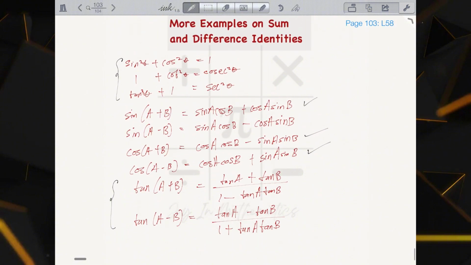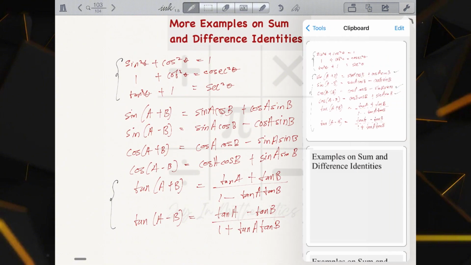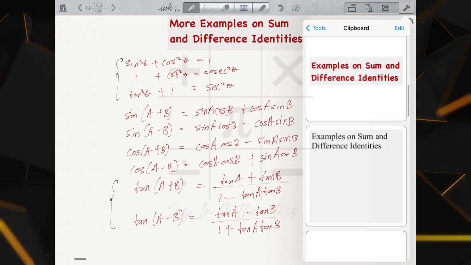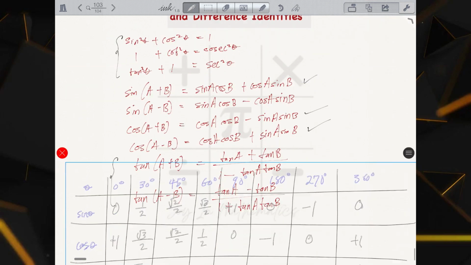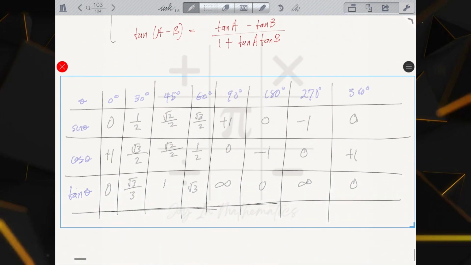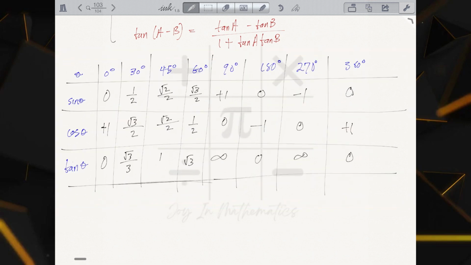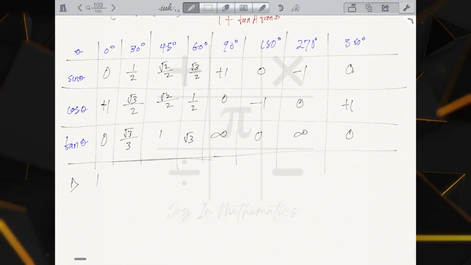And the most important thing we are going to use is the trigonometric table, the special angles involving the trigonometric identities of sine theta, cos theta, and tan theta from 0 degrees up to 360 degrees. These are the special angles. Now the first question I will have us solve is tan 15 degrees.